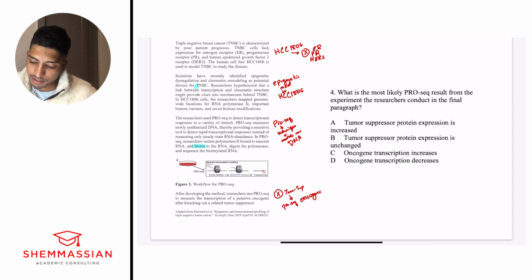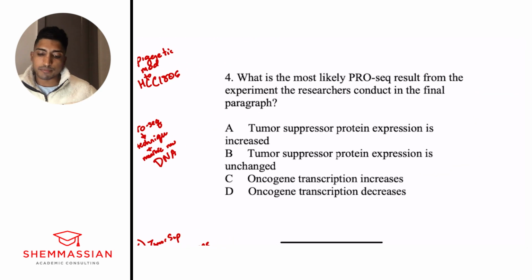What is most likely PRO-seq result from the experiment the researchers conduct in the final paragraph? A, tumor suppressor protein expression is increased. B, tumor suppressor protein expression is unchanged. C, oncogene transcription increases. Or D, oncogene transcription decreases.